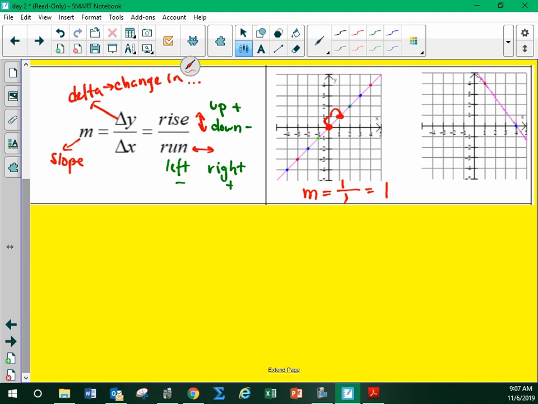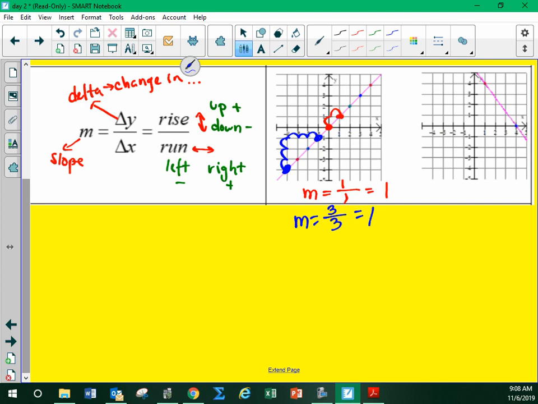And again, it doesn't matter which 2 points you use. I could have chosen different ones. I could have used this guy and maybe this one. You'll still get the same answer. I went up 1, 2, 3. And I went to the right 1, 2, 3. What is 3 divided by 3? Just 1. So you'll get the same answer even if you use different points.